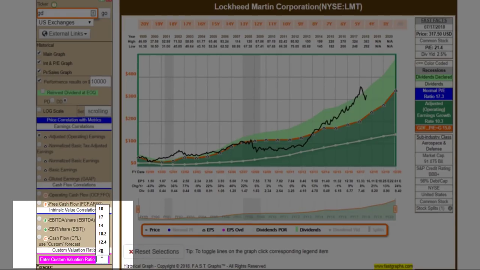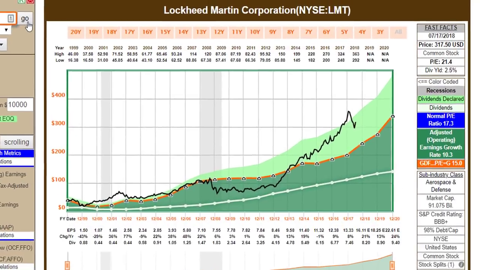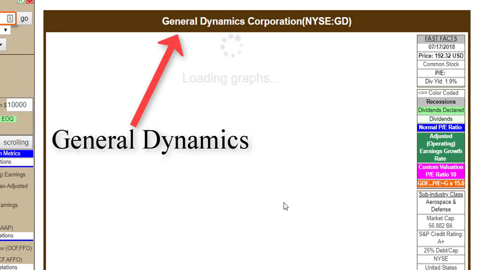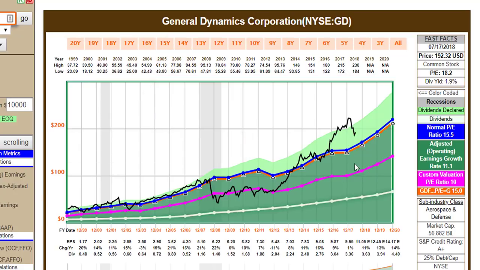So I'm going to use my custom valuation ratio, and I'm going to add a PE ratio of 10. It'll be a magenta line, and you can see that now I've got multiple valuation references. The normal PE has been around 15.5 for this company historically. The theoretical fair value reference is 15, and now we have this 10. You can see a couple of things here I think are important. One is this 10 PE ratio was relevant during this really low growth environment for the company. Growth rates were extremely low during this period of time, but then they've now recovered.